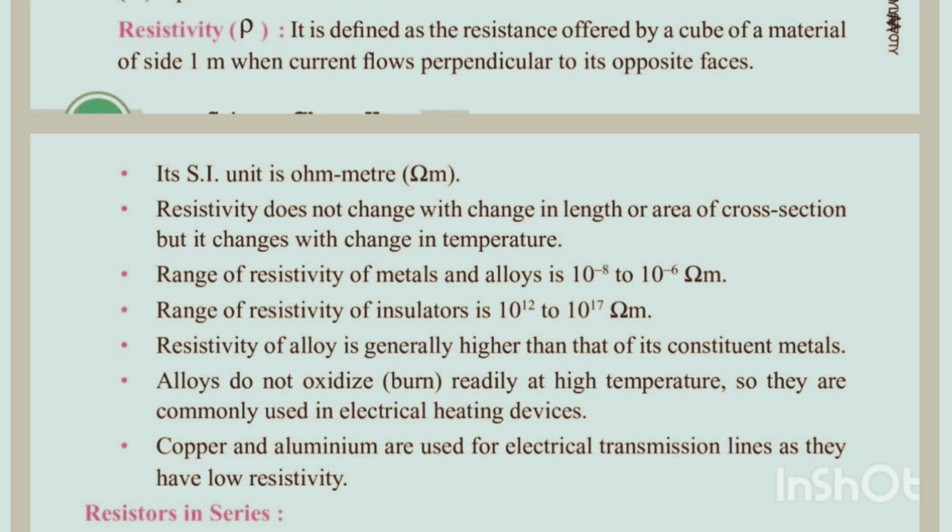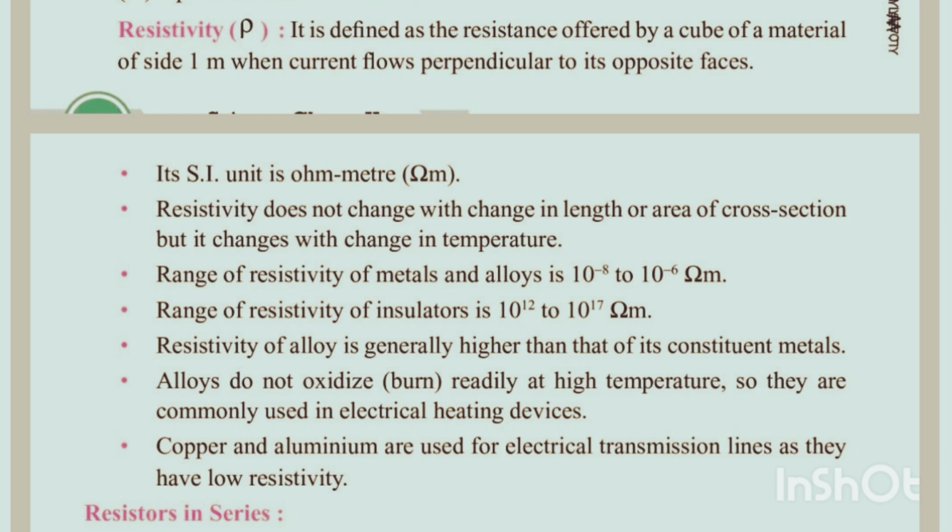It means resistivity does not change with the length. If the length or the area of cross section is changed, it does not change. It only changes when the temperature changes. When temperature is changed, the resistivity also changes. Now we can say that it is directly proportional: with an increase in temperature, the resistivity also changes.